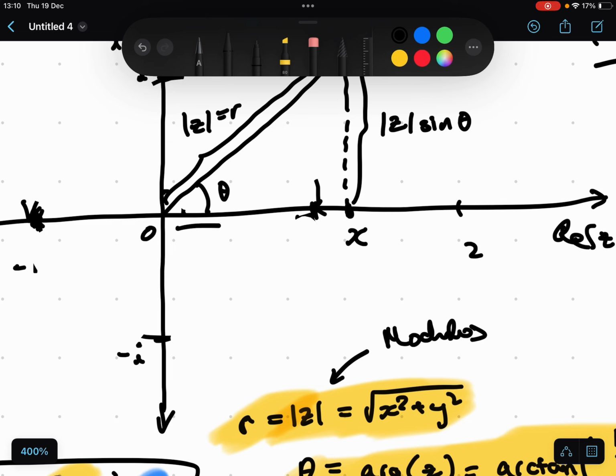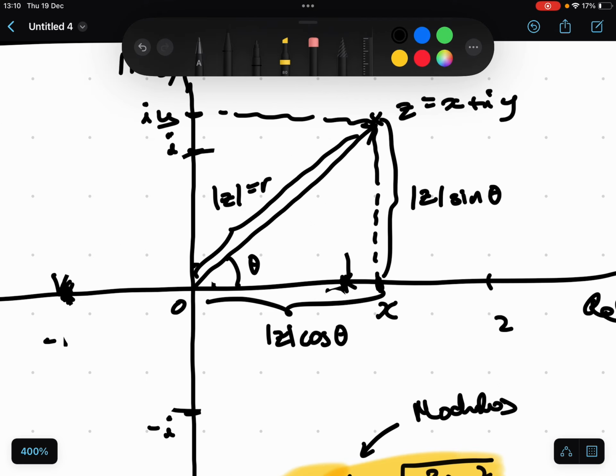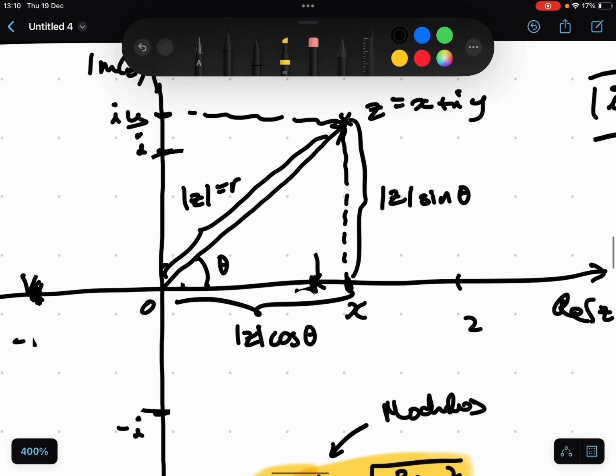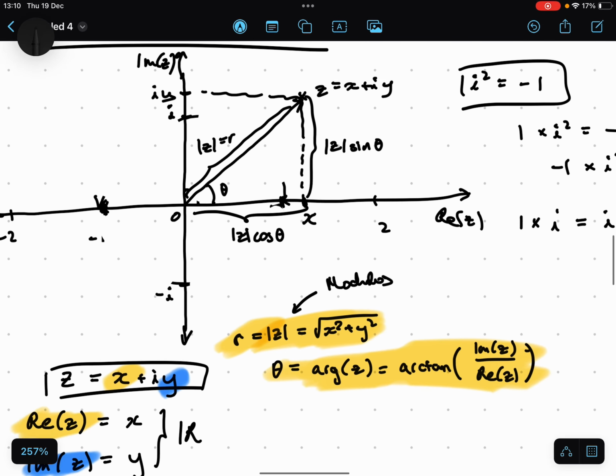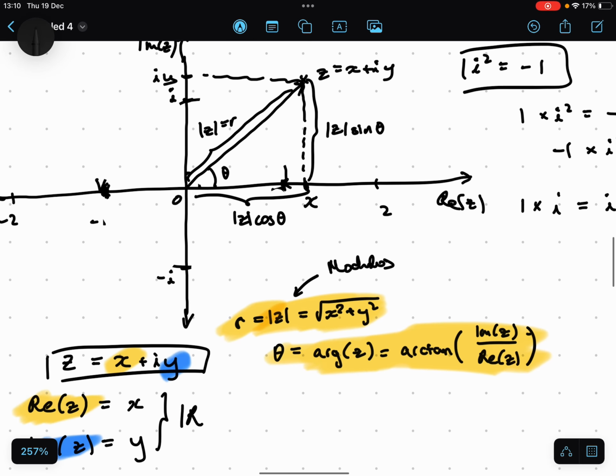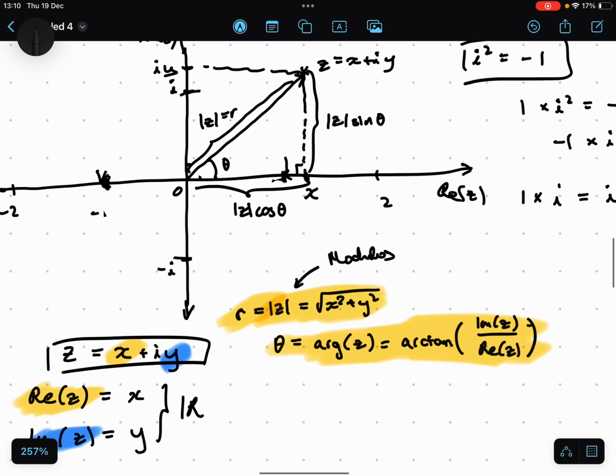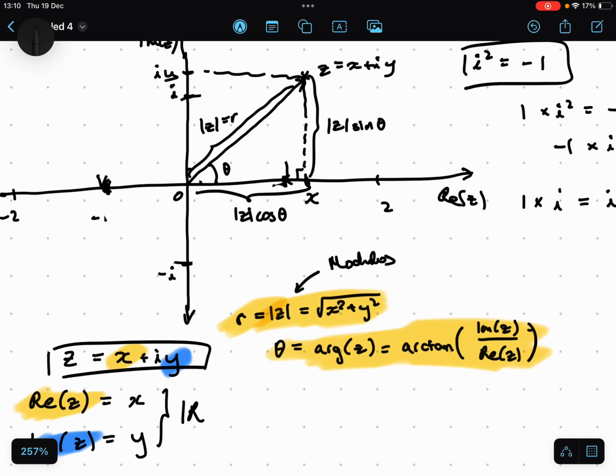This part here must be mod z cosine of theta. And we're just using trigonometry. Sine of theta is opposite over hypotenuse. So hopefully, if you're doing complex numbers, you should be pretty comfortable with some trigonometry, because this is, in fact, a right-angled triangle. Okay. And there we go.